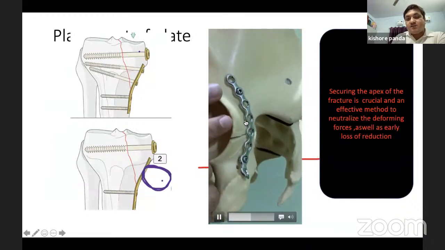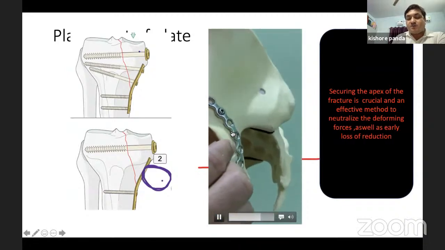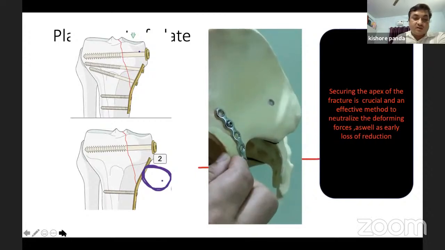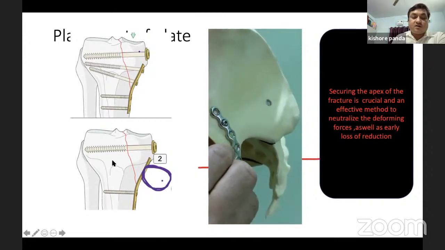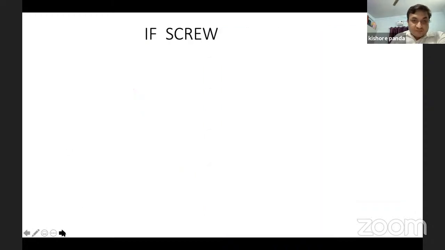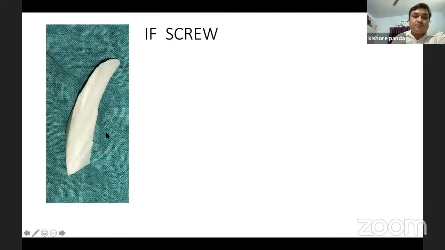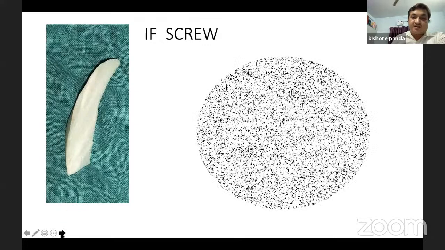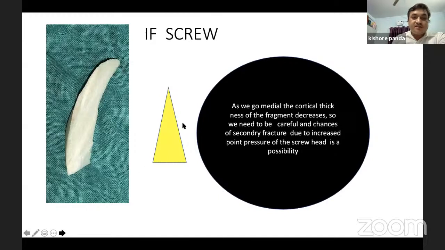But you can see, though it is protecting the apex, it is not protecting the anteroposterior direction. It is movable in all directions because the hip joint is a 360 degree joint, unlike a knee joint or a distal radius joint. So with the IF screw, when we put it too medial or too superior, the cortex of this fragment decreases. You can see the triangular fashion of this fragment. So when we put an IF screw in the periphery part, it exerts some pressure and there is a chance of a secondary fracture line being created.